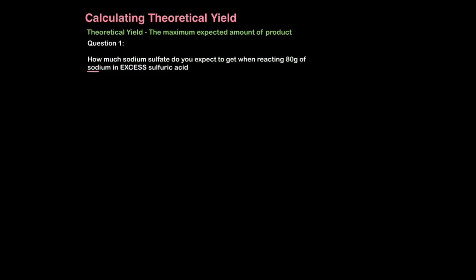So the question you get might be something like this. How much sodium sulfate do you expect to get when reacting 80 grams of sodium in excess sulfuric acid? Basically, you can read this question by cutting out the noise and just looking at what's important. How much sodium sulfate will you get in a reaction if you use 80 grams of sodium? Everything else is just noise, you can ignore it.